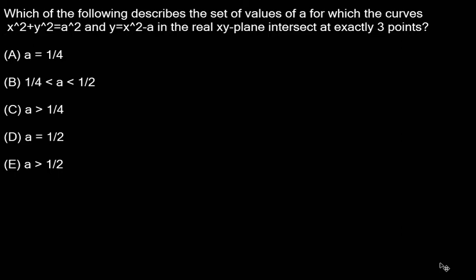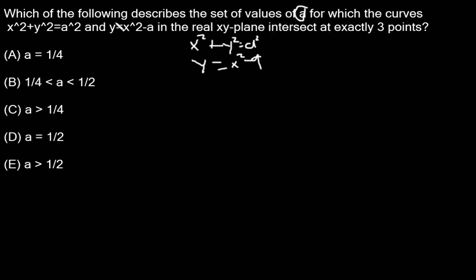It says, which of the following describes the set of values of a, for which the curves x squared plus y squared is equal to a squared, and y is equal to x squared minus a, and the real xy plane intersect at exactly 3 points, right?